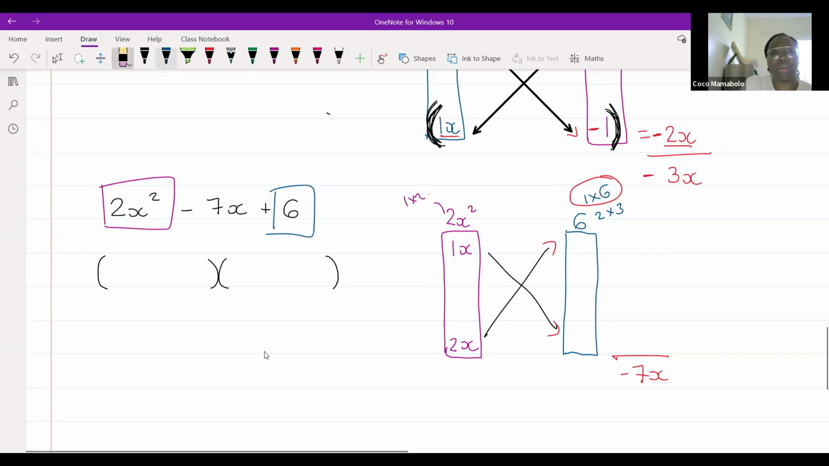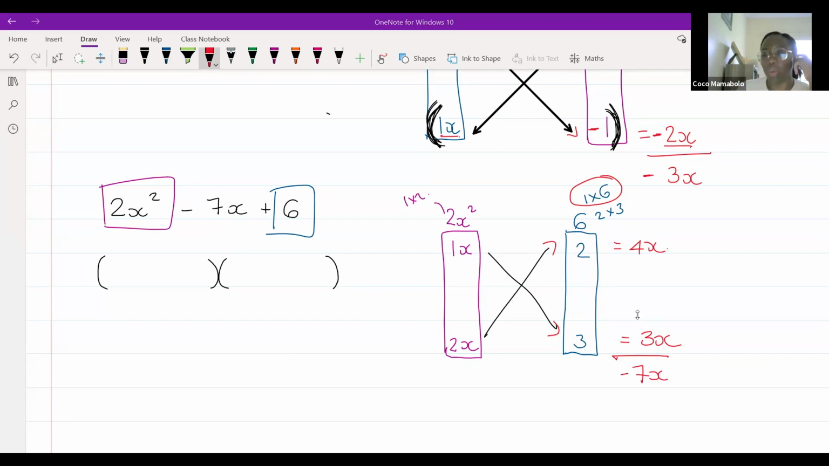Maybe let's try it the other way around. Maybe let's put 2 here and let's put 3 there. If I do that, I'm going to get 2x times 2, which will give me 4x. And then 1x times 3, which will give me 3x. Ooh, look at that. Golden. Now, I know that I want it to be -7x, but at the moment I've got +4 and +3. How do I get to -7 with the numbers that I've got? What do I need to do, guys?